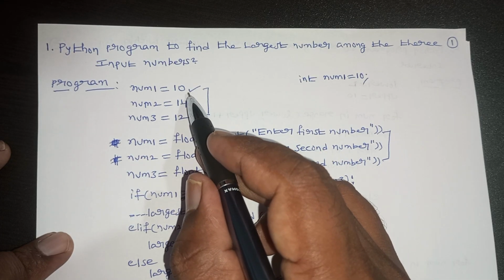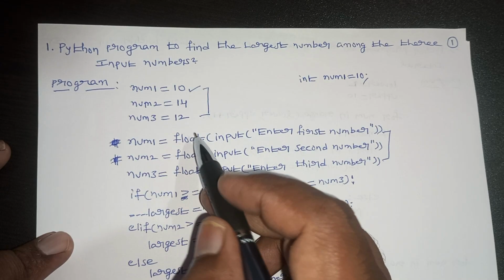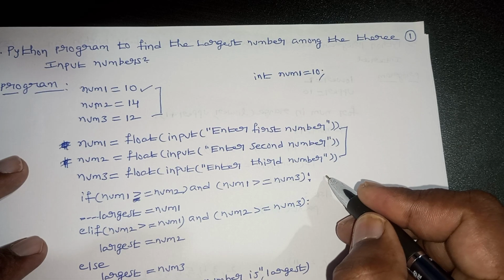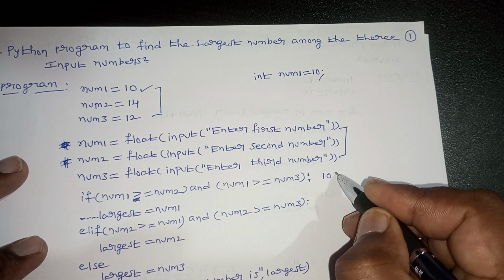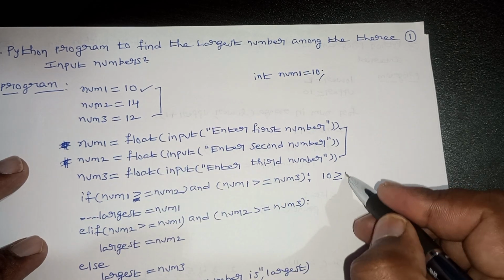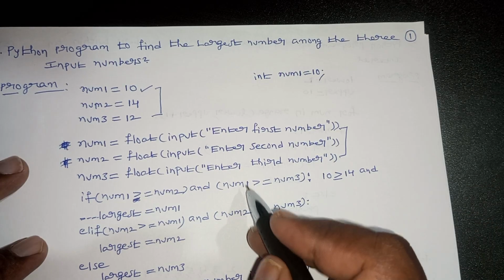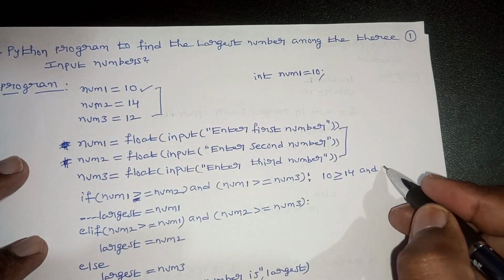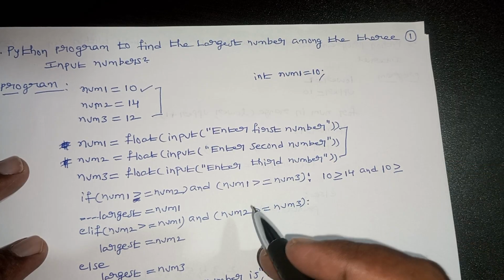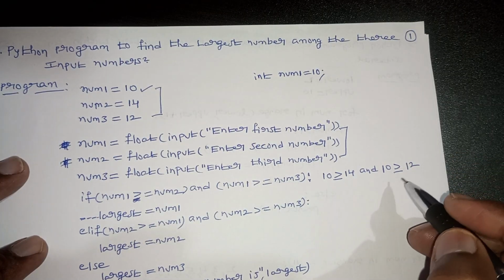Number 1 equal to 10, number 2 equal to 14, number 3 equal to 12. Now I am comparing here. What is number 1? It is 10, greater than or equal to number 2, which is 14, and number 1, which is 10, greater than or equal to number 3, which is 12. Is the condition true or false?